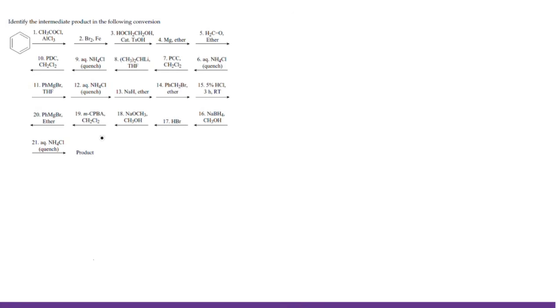So what is the final product when benzene undergoes a series of reactions? When benzene is treated with acetyl chloride, an acid chloride, in the presence of a catalyst, what will be the product? Acetophenone, because this is a Friedel-Crafts acylation, hence the product will be a ketone. This is a classic example of electrophilic substitution reactions of aromatic molecules.